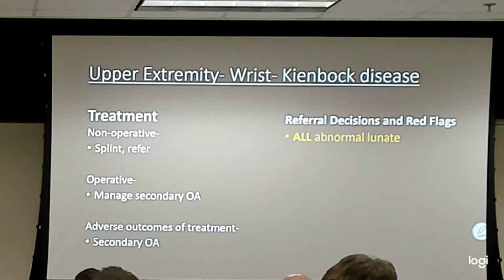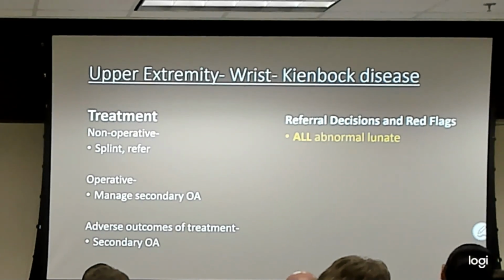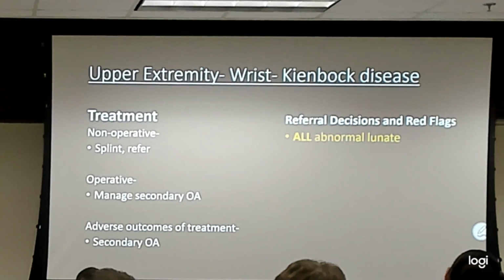Managing secondary osteoarthritis is really how I, as a primary care person, am going to help this person. I'm going to set their expectations and help them deal with the consequences. Secondary osteoarthritis will happen. We just need to help them with it. Therefore, all abnormal lunate should head to an orthopedist to help manage complications that come with this.